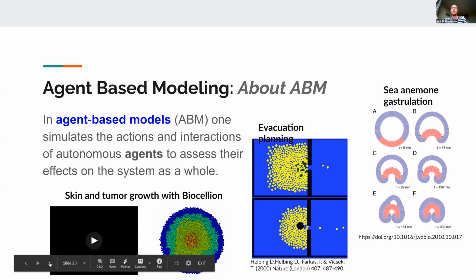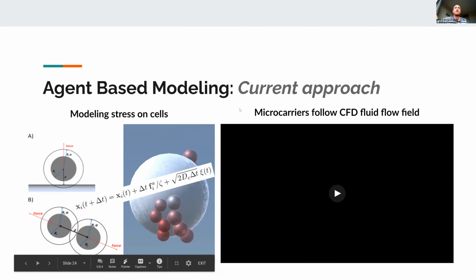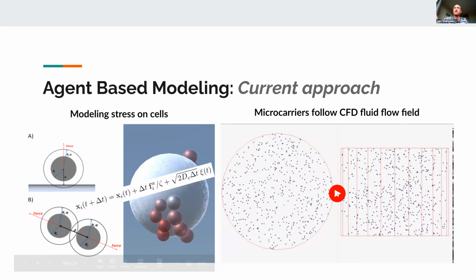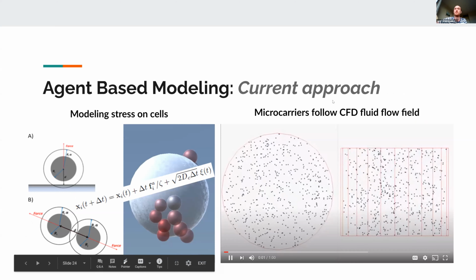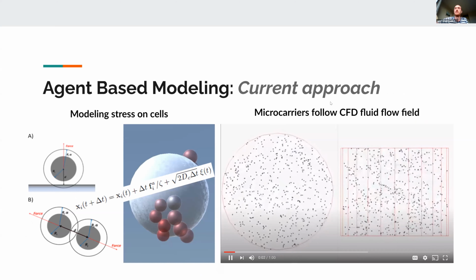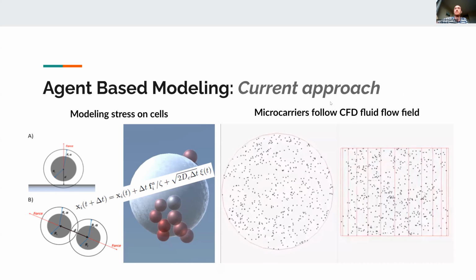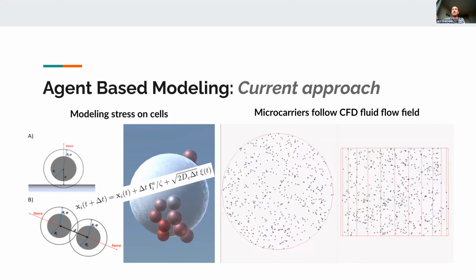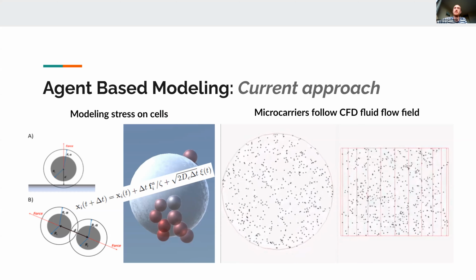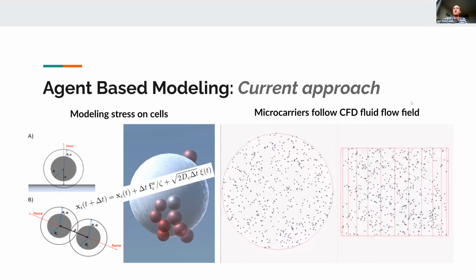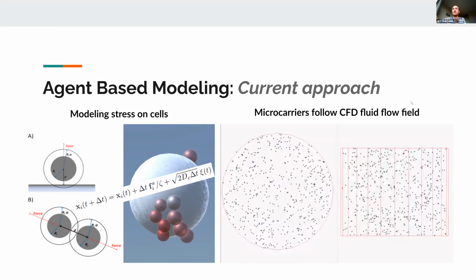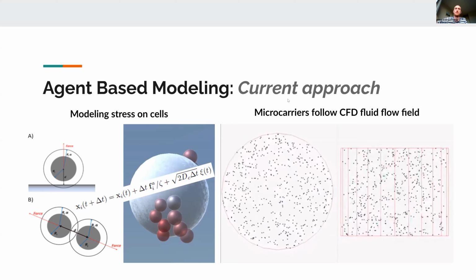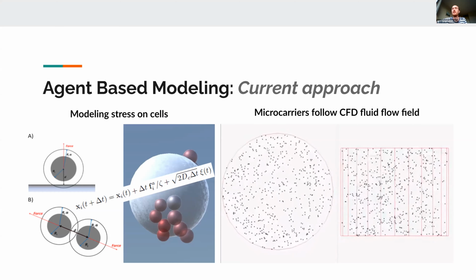So next slide, please. We use agent-based modeling to model the muscle cells and the microcarriers. We have two types of agents, cells and microcarriers, and cells like to adhere to microcarriers and to each other. All of these agents have several characteristics and can be in a certain state, and they experience forces by each other or their environment.